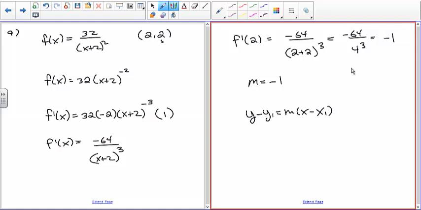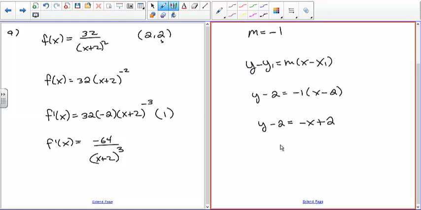In this case, x1 is 2, y1 is 2. So you get y minus 2 is equal to negative 1 times x minus 2. Multiply out the right-hand side, so you get negative x plus 2. Add 2 to both sides, you get y equals negative x plus 4. So that's the equation.